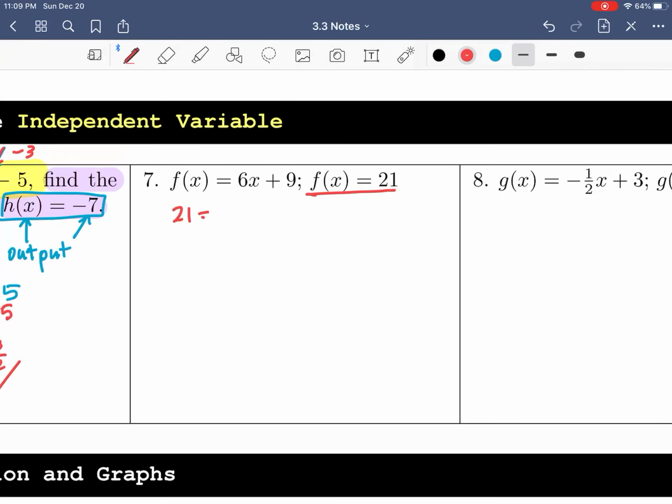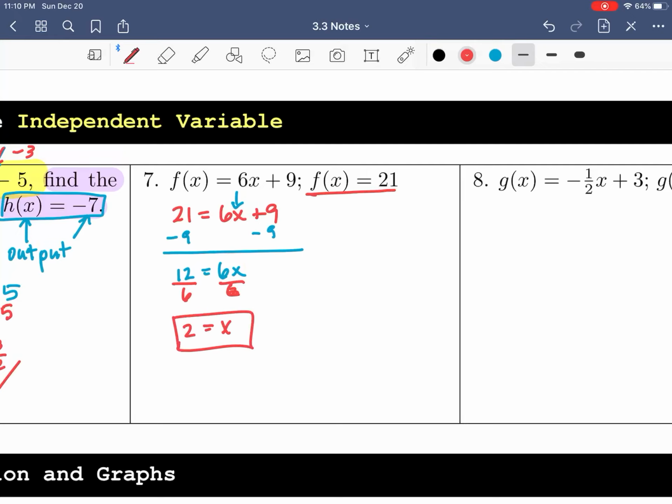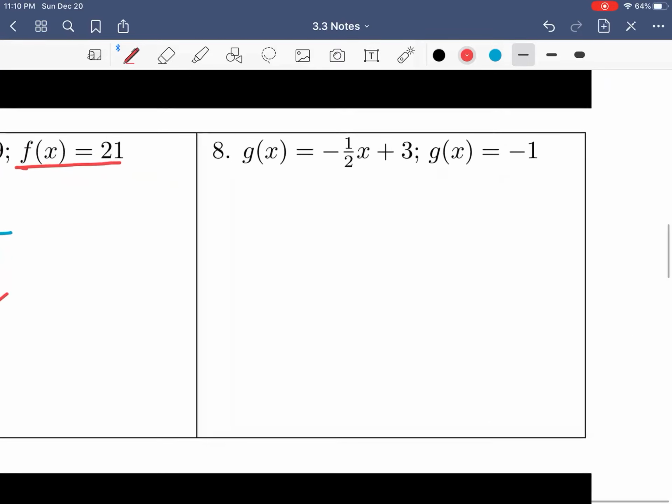Okay, 6x plus 9, f of x equals 21. So I'm going to set up 21 equals 6x plus 9. All right, here's the x I'm trying to solve for. So I'm going to subtract 9 first. And that is going to leave me with 12 equals 6x. I'll divide by 6 on both sides. And that leaves me 2 equals x. Double check that. If I plug a 2 in for x, 6 times 2 is 12, plus 9 is 21. So that checks out.